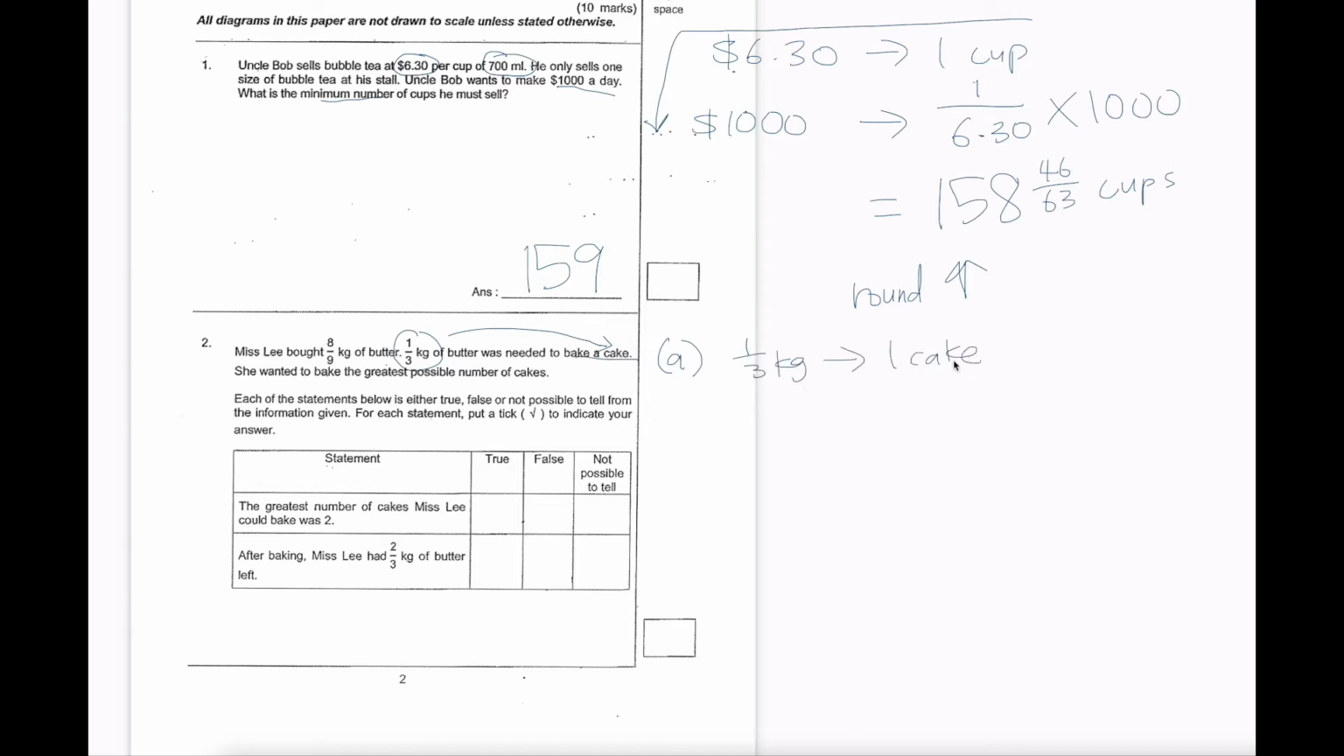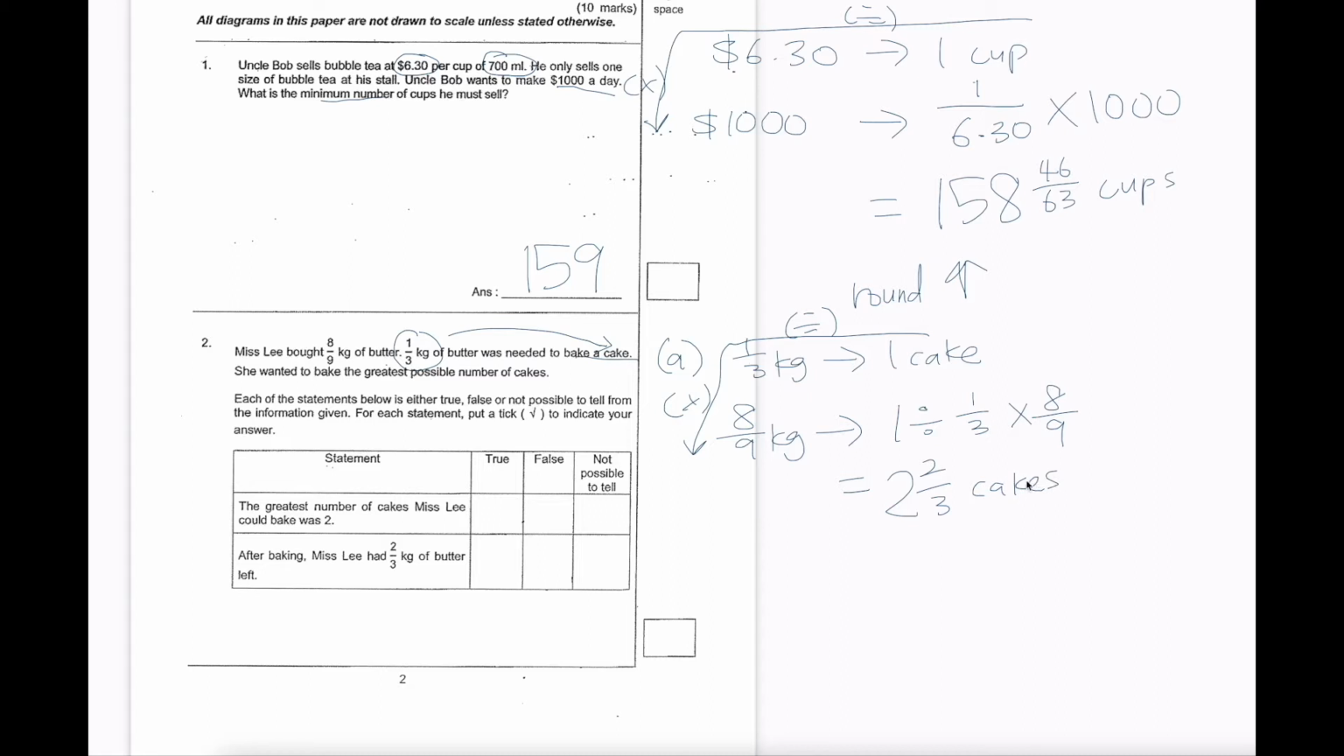How many kg of flour does she have? She has 8 over 9 kg, correct? So use this same method. This is a divide and this is a times. Okay, I'll take 1 divided by 1/3 and times 8 over 9. Okay, because this is paper 2, we can just do it easily because we can use a calculator. And you find out that your answer is 2 2/3 cakes.